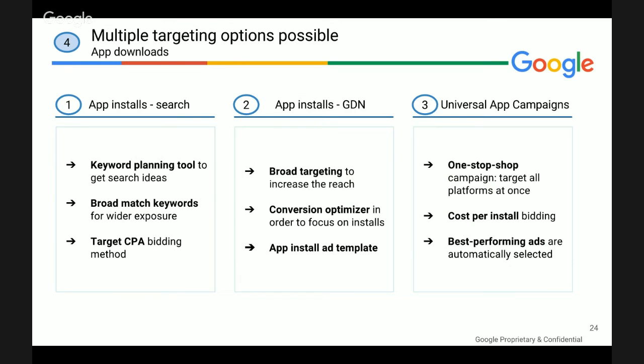And the third thing is that Universal App Campaigns allow advertisers to automatically select and show the best performing ads based on different statistical parameters. So again, a pretty nice tool to have to target specifically the customers that could be interested in your app.